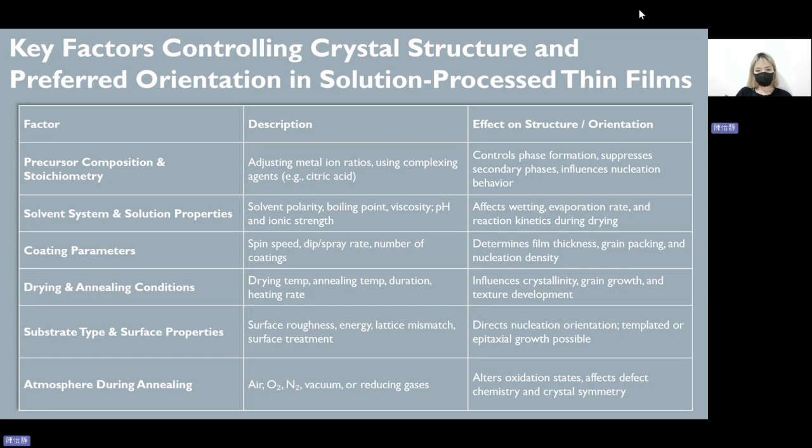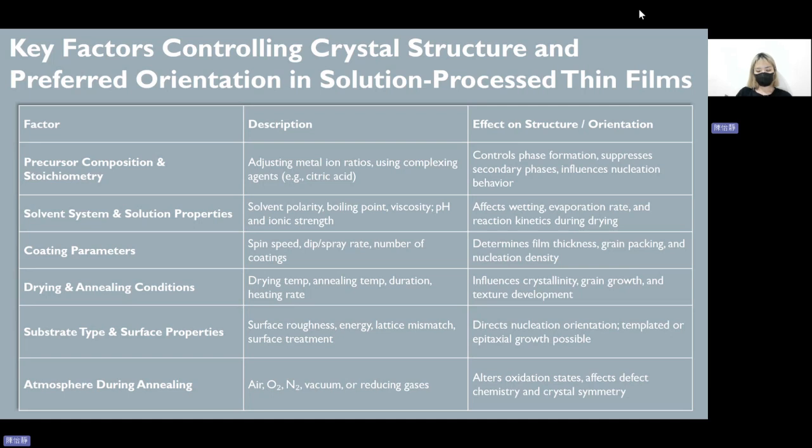Heating rate also matters. Slow ramping may favor orientation due to controlled nucleation and growth kinetics. Fifth, substrate type and surface properties. Substrate lattice parameter and surface energies influence the texture. Alignment or template growth on textured or crystalline substrate can promote oriented nucleation and suppress random grain growth.